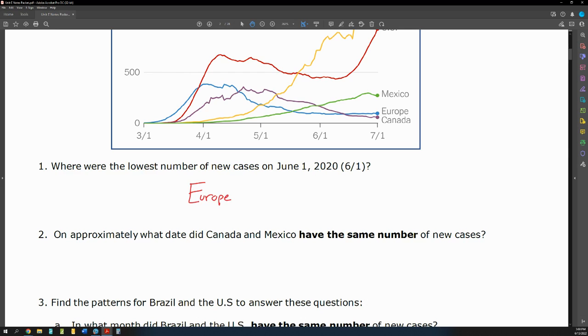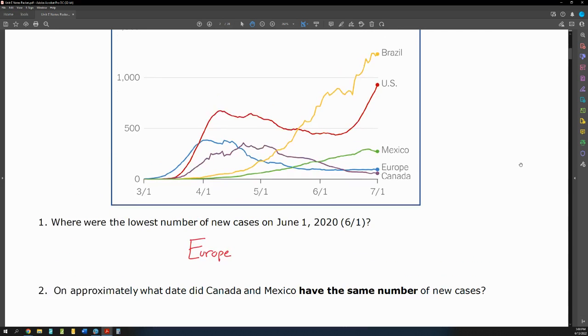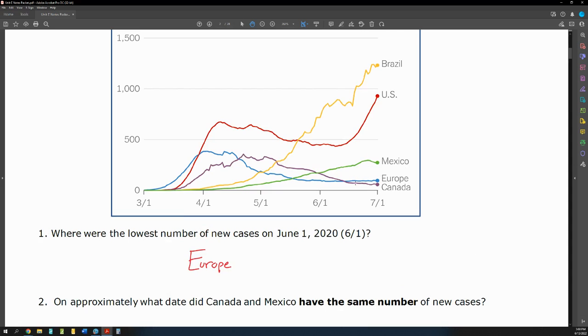On number 2, on approximately what date did Canada and Mexico have the same number of new cases? So Canada is this purple line, and Mexico is this green line. They have about the same cases right around here, which is approximately around June 1st.